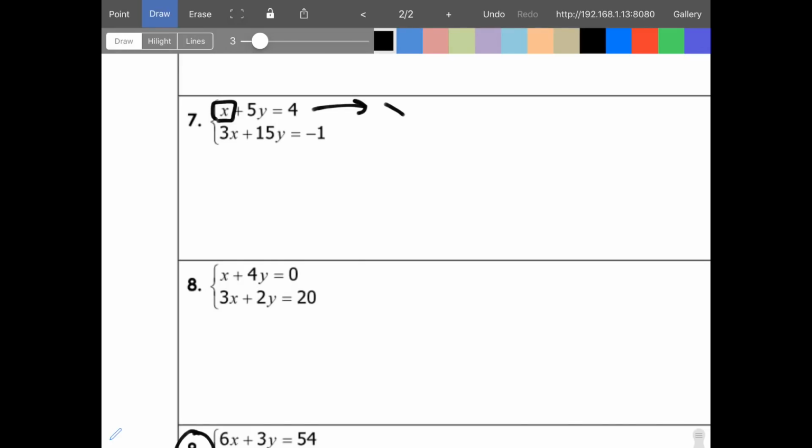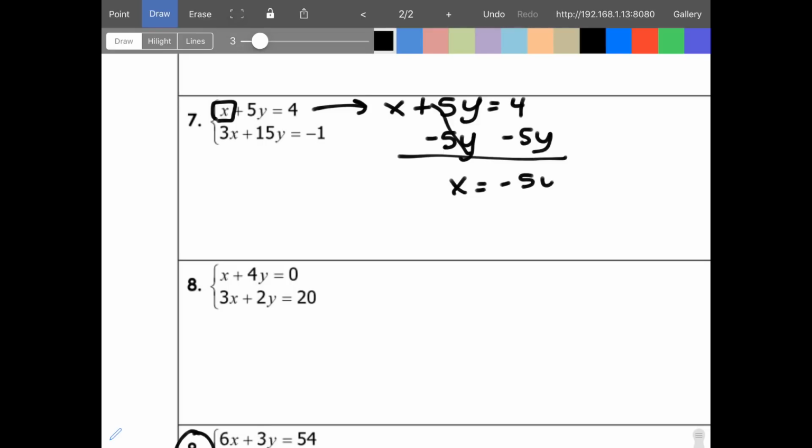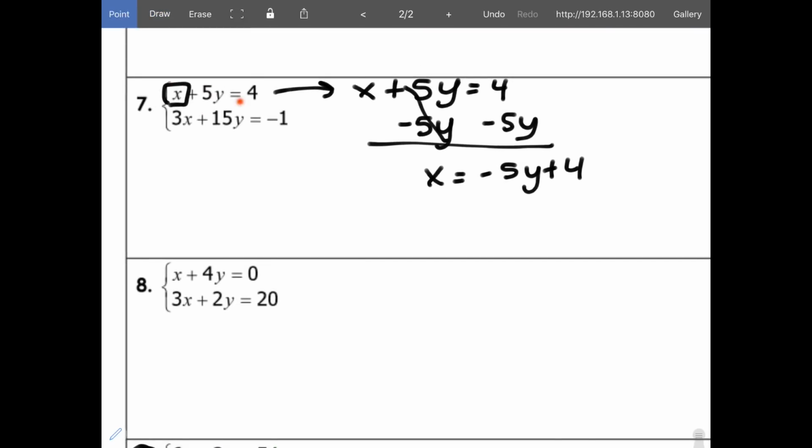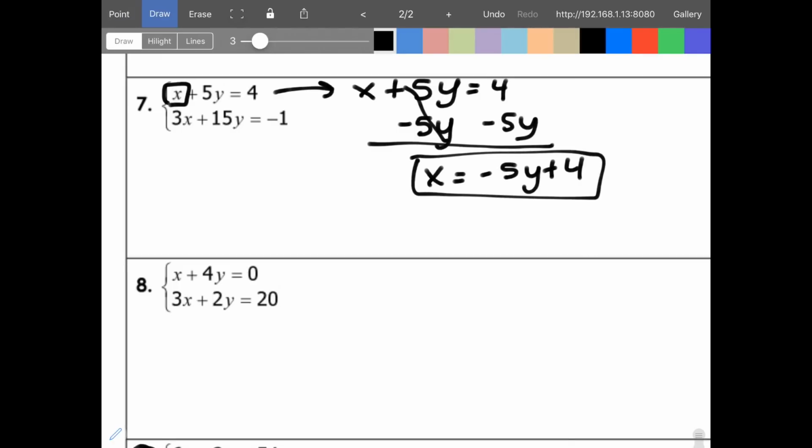So we're gonna do x plus 5y equals 4, and we're gonna subtract 5y. Then we're gonna say x equals negative 5y plus 4. So we just took the first equation, we looked at this equation, we got x alone. The reason we got x alone is because x is by itself here, so it's easy to get it alone. We have this equation now, and we're gonna plug this into our next equation, our bottom equation, wherever we see x.